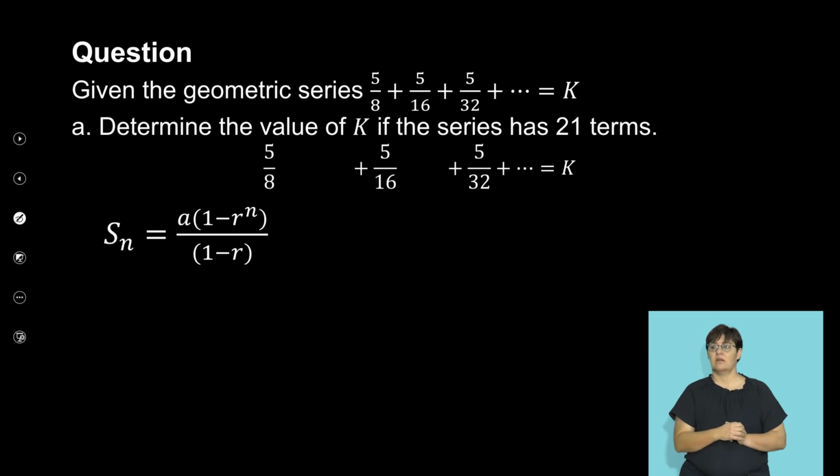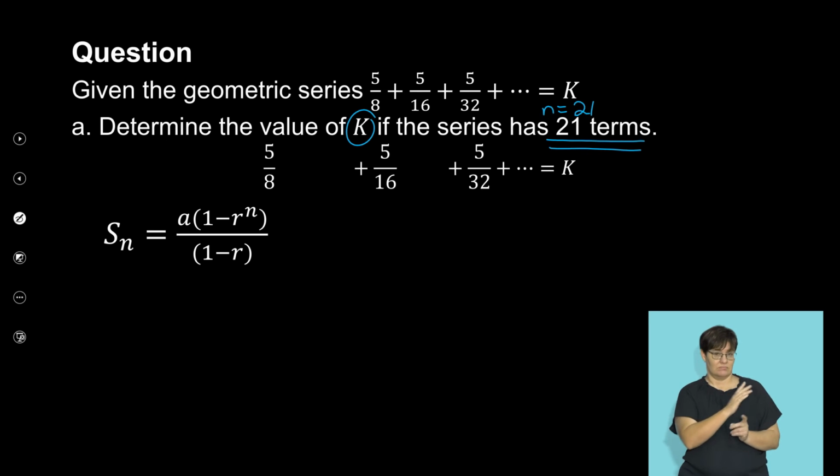So we are given the actual geometric series. We want to determine the value of k if it has 21 terms. This means that n will be equal to 21 because I know that there are actually 21 terms involved in this entire sequence. I need to establish what A is and what R is so that I can work to solve for k. Luckily, I can see that A will be 5 over 8 because it is the first term. I then need to see what my common ratio is.